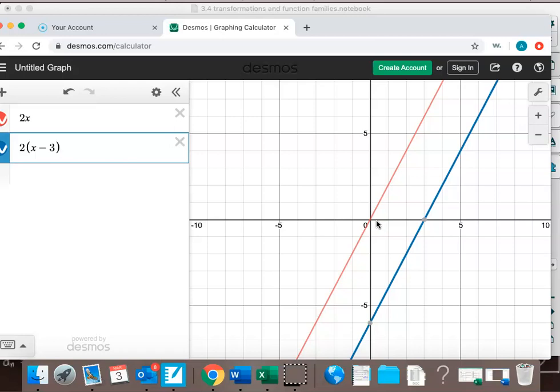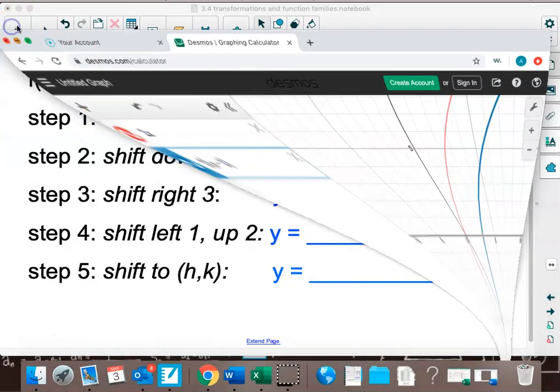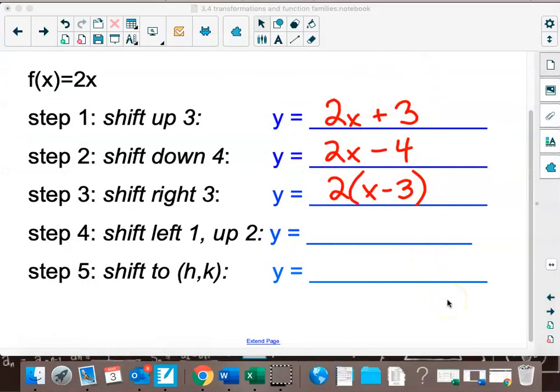So anyway, knowing that, in your groups, I'm going to give you 30 seconds to see if you can come up with an equation that would take 2x, this line, and shift it to the left one place and up 2 places. Discuss it for a minute in your groups.